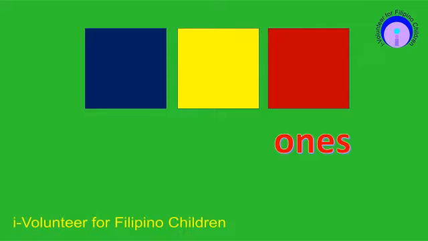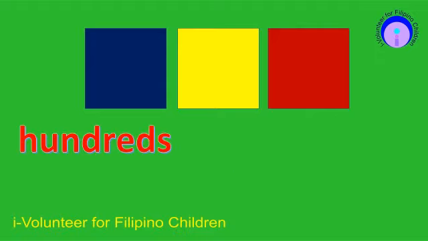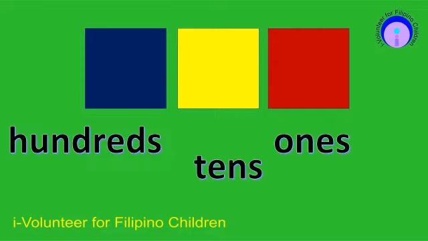For demonstration purposes, we will color code the squares to represent the different place values of a number. Let's start from the right. The first place value is ones. Next is tens. And then the hundreds. There you have it. Ones, tens, and then hundreds.